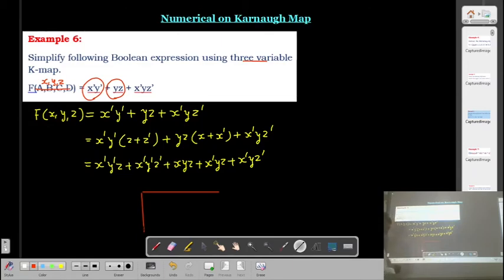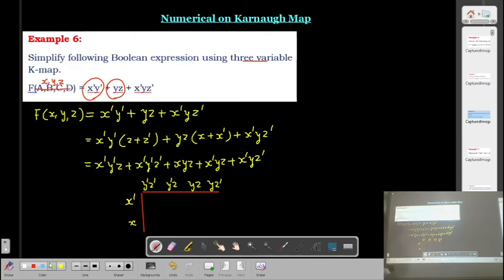Correct? So in the vertical column, you can have one of the variables, that is x dash and x. Then in the horizontal row, I can write y dash z dash, y dash z, y z, and y z dash. Or you can have two variables, x and y, in the vertical column, and z will be in the horizontal row. So you can prepare the Karnaugh map in two different ways, as you already know.